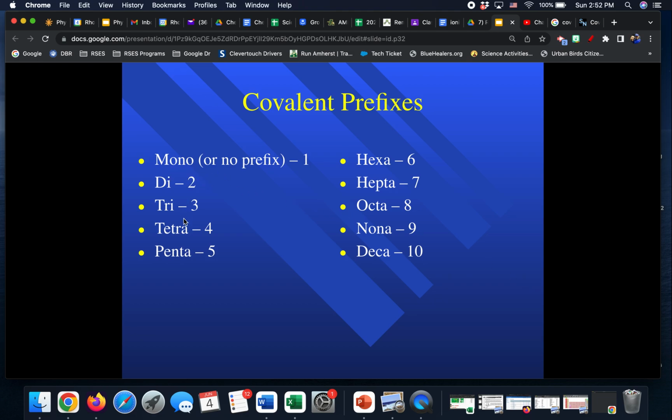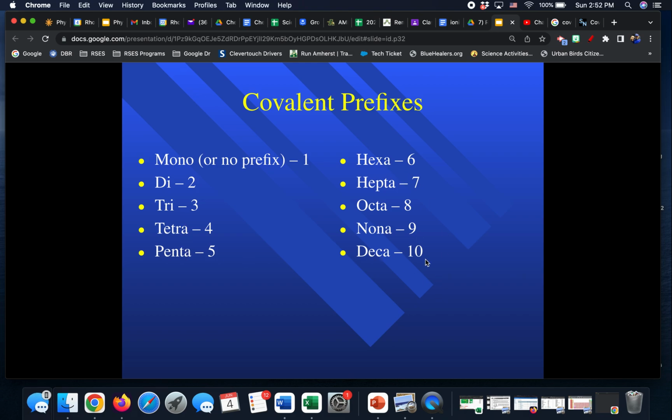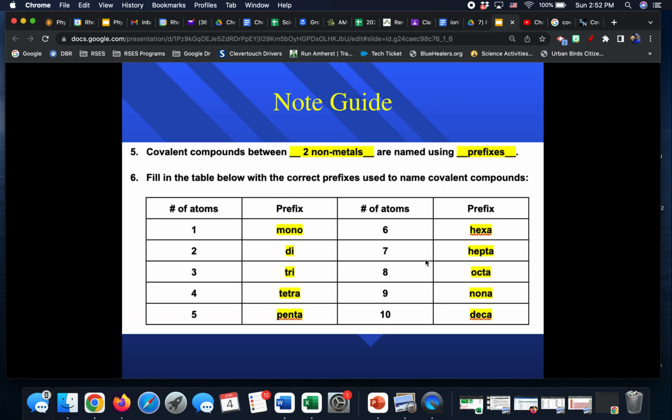Mono for 1, di, tri, tetra, penta. Most of them are common sense from math. You probably know most, if not all of these already. Go ahead, pause while you put this into your notes.